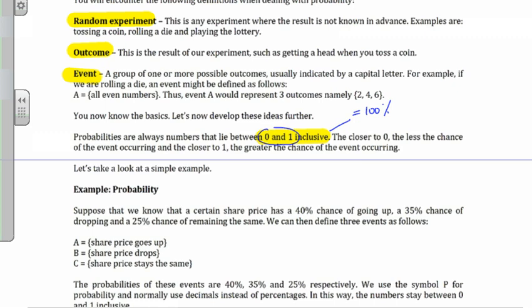You can't have a probability of 110%. In other words, it's always between 0 and 1 or 0 and 100%. That's rule number 1. We'll see the rules as we go forward, but I just want to mention them now. So it falls between 0 and 100%. And rule number 2 is that when we sum all the probabilities together, they must equal 100%.